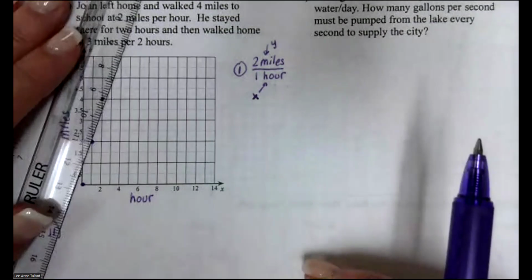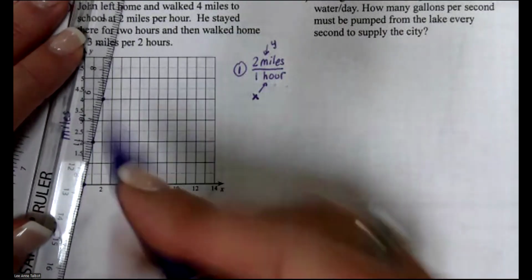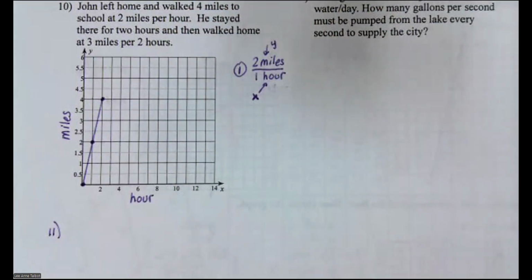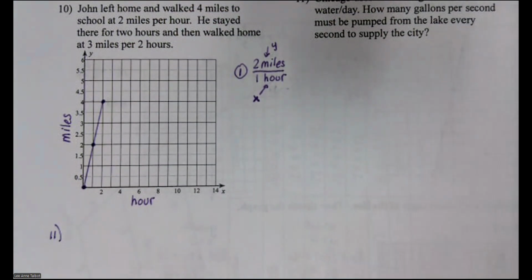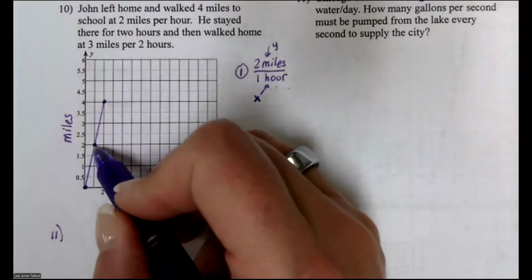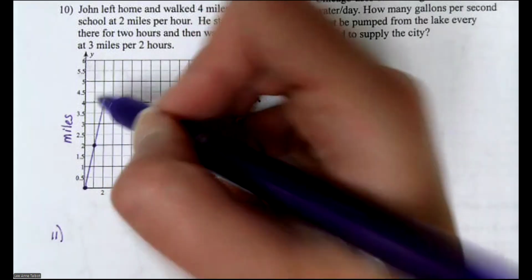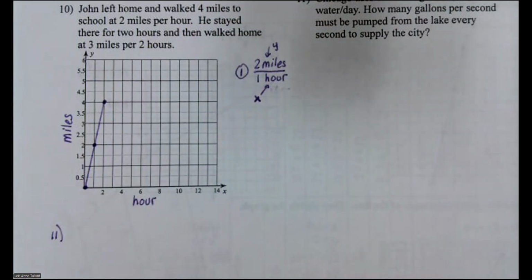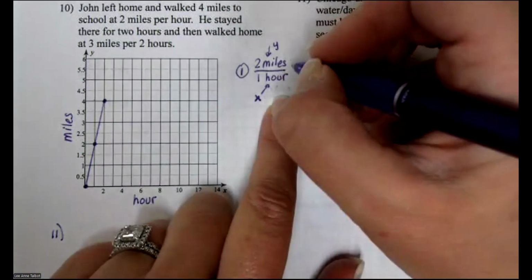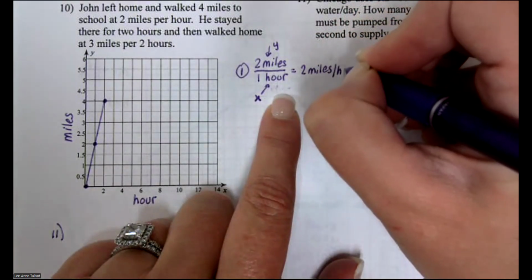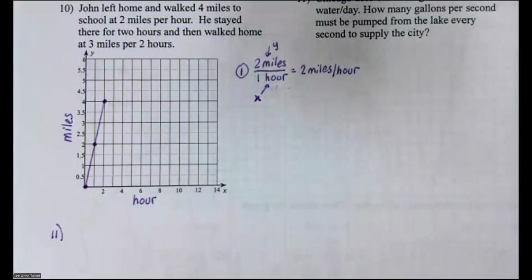Okay, so he walked 2 miles in 1 hour, and then he walked 2 miles in 1 hour, and now he's 4 miles away. Okay, so what is the unit rate here? 2 miles per hour. You don't have to do anything to it because there's already one on the bottom.